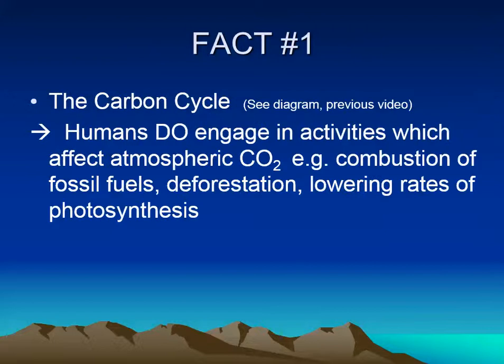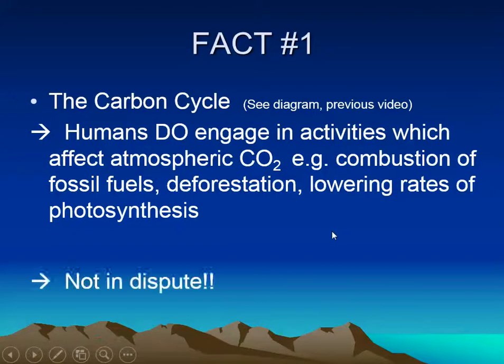So, fact number one is the carbon cycle. I outlined this in the whiteboard lecture, and this is a fact. We understand the flow of carbon through the ecosystem, and we do know that humans do indeed engage in activities which could absolutely affect atmospheric carbon dioxide. For instance, the combustion of fossil fuels, deforestation. As we deforest, we not only put CO2 in the atmosphere, we also are lowering the rates of photosynthesis, which could put more CO2 in the atmosphere.